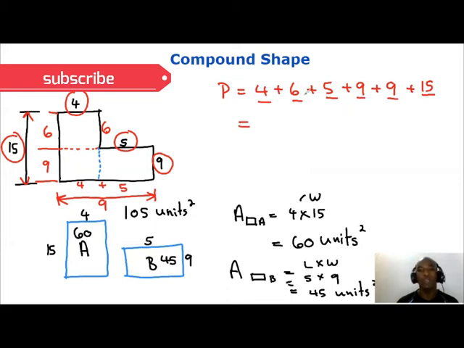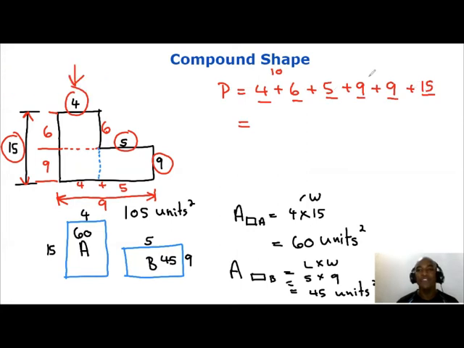Let's see how well I could put these numbers together. So 6 and 4, I get 10 here. So these two would give me 10. 5 and 15 here, I would get 20. So 10 plus 20 is 30. 30 plus 18, I should get 48 units. So that will be my perimeter, 48 units. And it's really and truly as simple as this that we could actually deal with compound shapes.